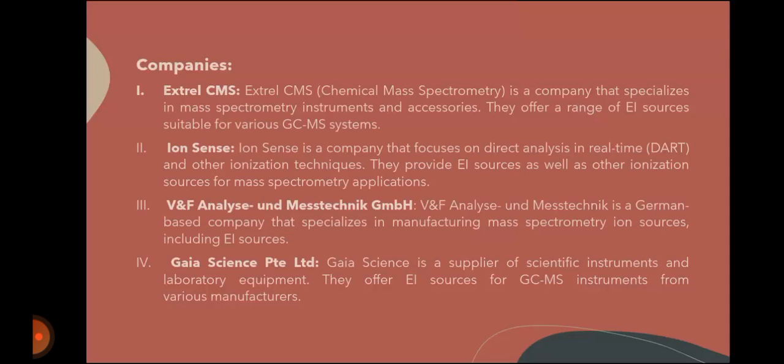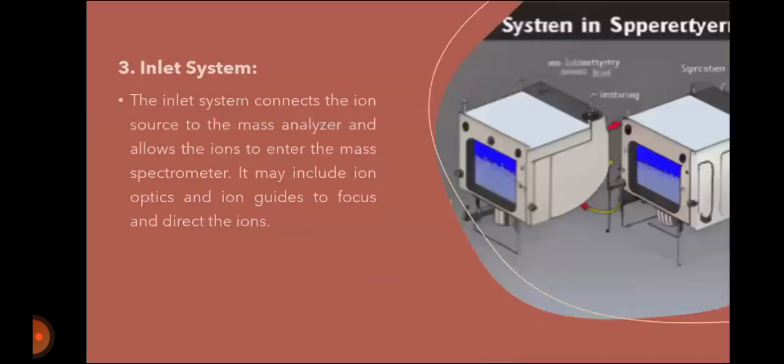The third one is V&F and Mesting GmbH. This company is a German-based company that specializes in manufacturing mass spectrometry ion sources, including EI sources. Then Gaia Science PTE Ltd company. This company is also a supplier of scientific instruments and laboratory equipment. They offer EI sources for GCMS instruments from various manufacturers.